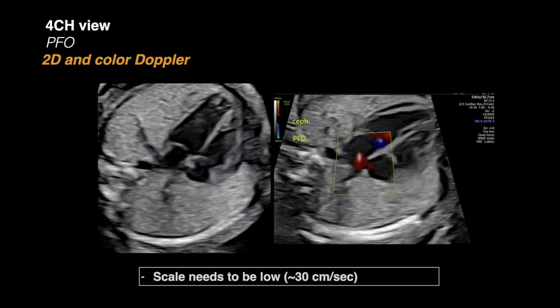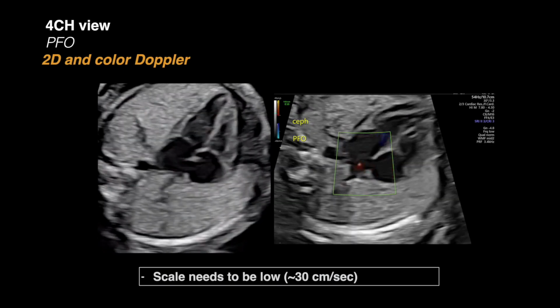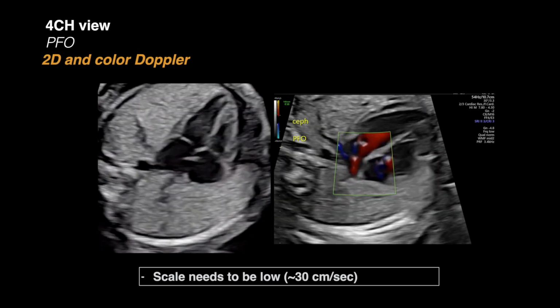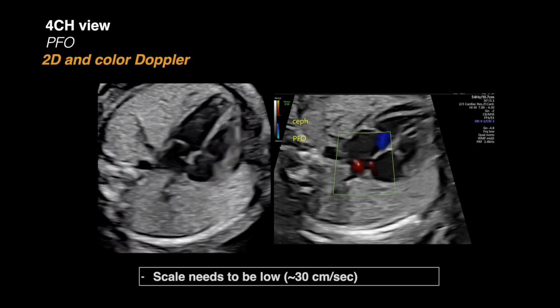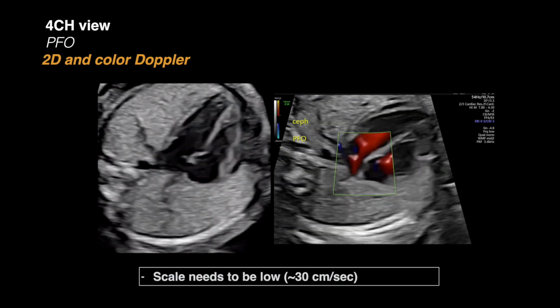You want to be looking at the patent foramen ovale. You can look at it from the four-chamber view. You can also look at it in the long axis planes when you're looking at the bicaval view or aortic arch views as well.